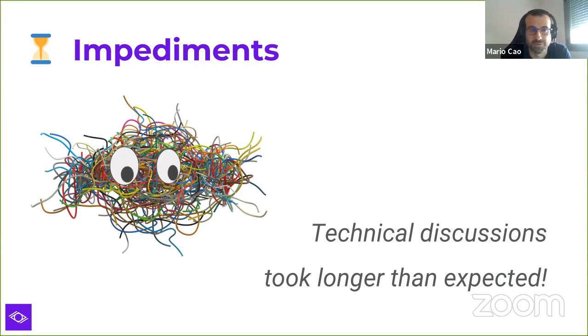Yeah, on the next slide. Normally, when there is an impediment, we like to highlight it. During the sprint, we didn't properly estimate the complexity of the technical discussions. They took longer than we expected, but we prefer to take steady steps and not rush any technical decision before being sure that it is the right decision to move forward. Yep, that's it from my side.